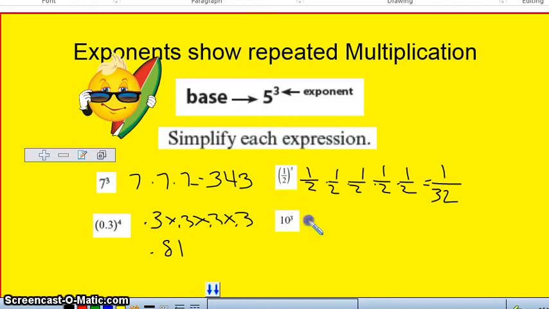Now let's look at 10 to the third. 10 is our base, and we're multiplying it 3 times. So we have 10 times 10 times 10. And when we multiply 10 times 10, we get 100, times another 10 is 1,000. Now when you multiply tens, you really just need a 1 with this many zeros.